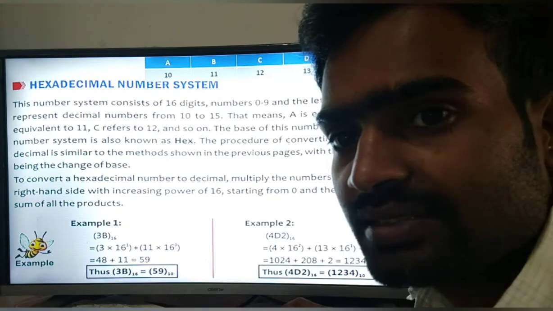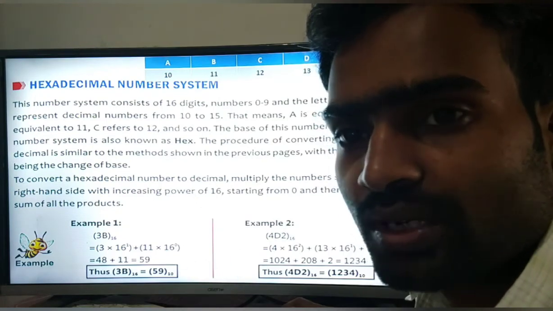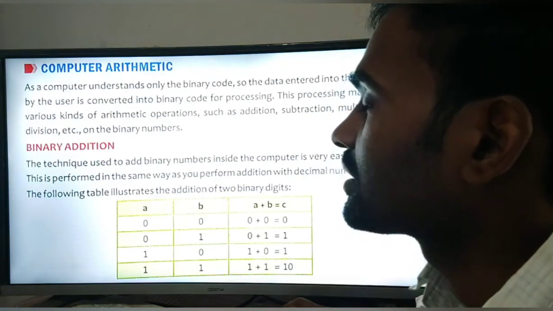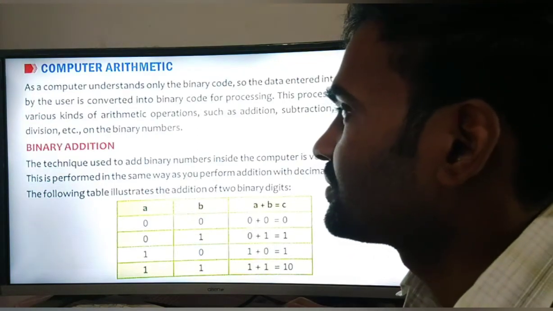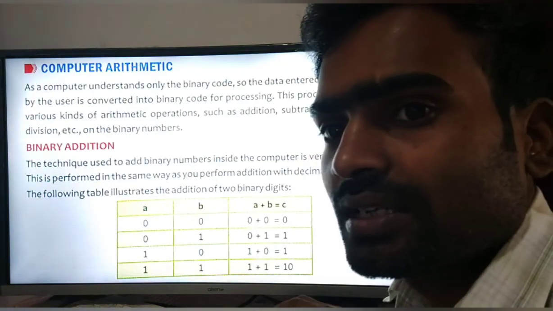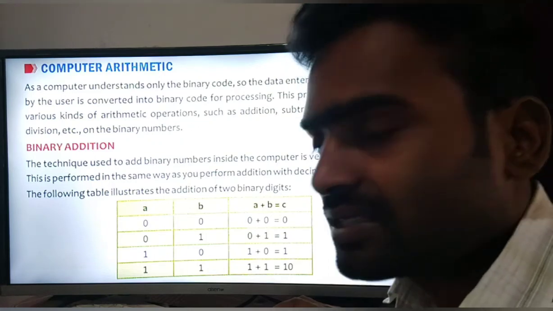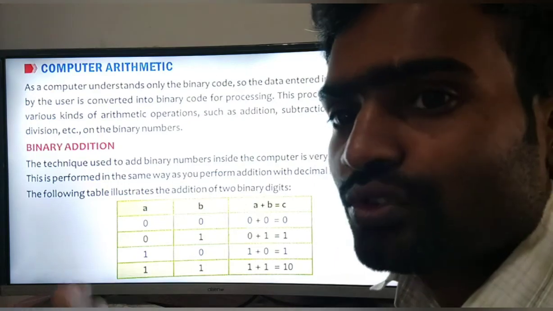So please revise it. These conversions are very important. Clear? And computer arithmetic, this is very important, dear children. This computer arithmetic we will see tomorrow, because it has 4 topics.